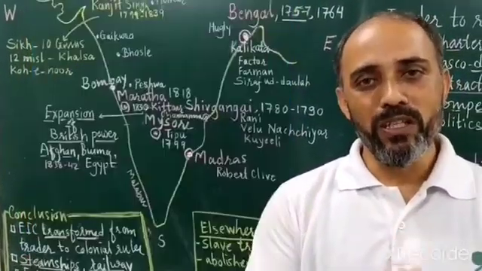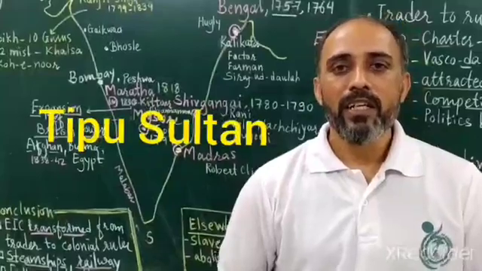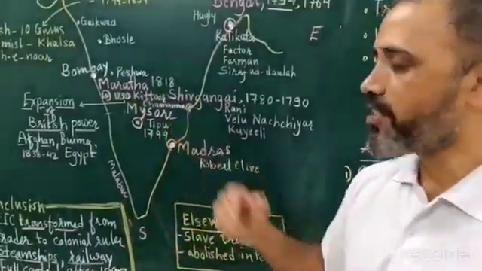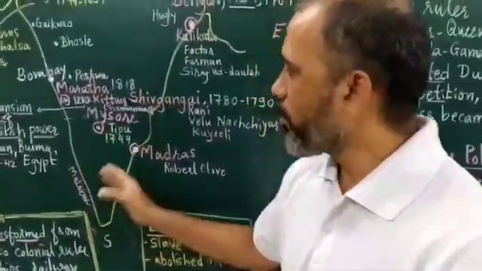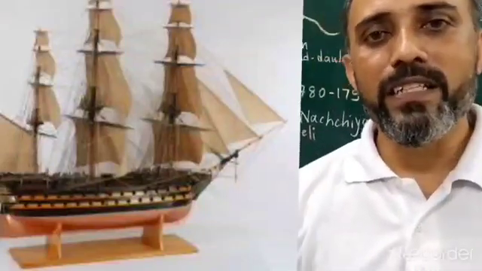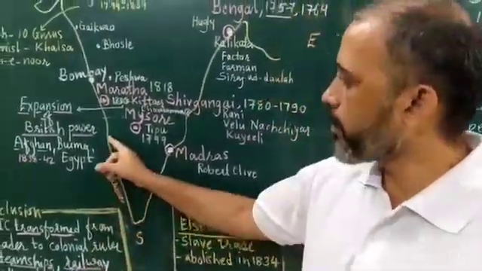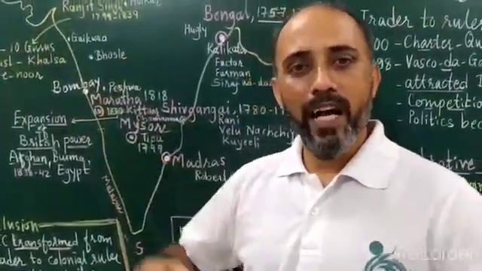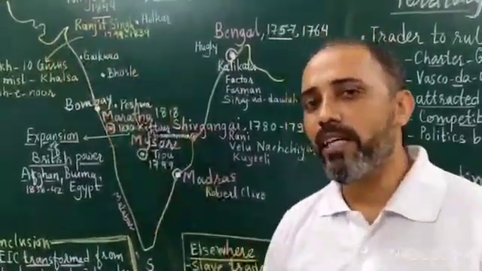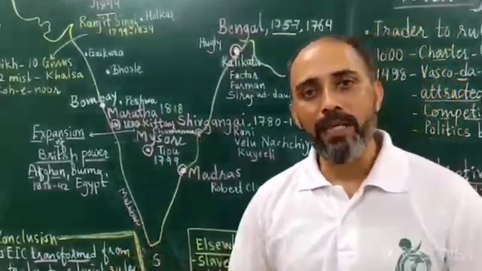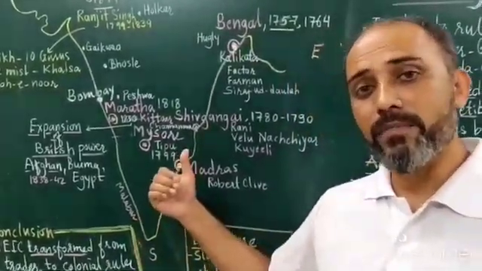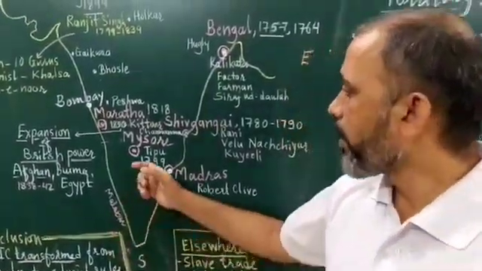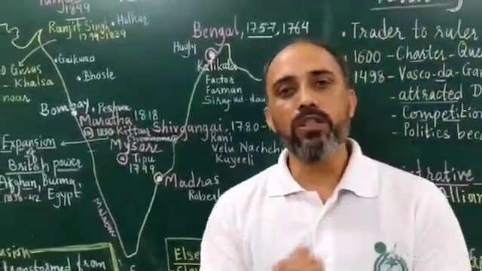Mysore, at that time, was ruled by Tipu Sultan. Tipu Sultan is known as the Tiger of Mysore because he was a big threat to the British East India Company. Tipu had a very powerful navy, and from the Malabar coast, he used to travel towards the Gulf countries, and he had trade relations with the neighboring countries there. This was not liked by the British East India Company. They treated him as their main opposition.